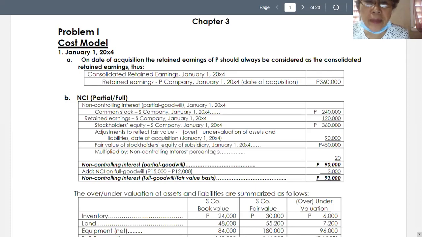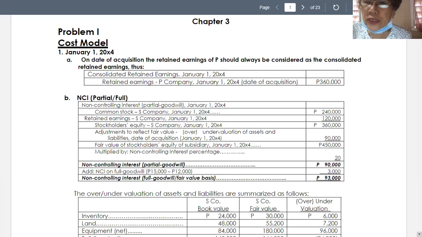So that's the amount of 15,000. And the 80% interest on 15,000 is only 12,000. So we are deducting 12,000 from 15,000, giving us the NCI on full goodwill of 3,000. So the non-controlling interest using full goodwill is 93,000. That's requirement number letter B.